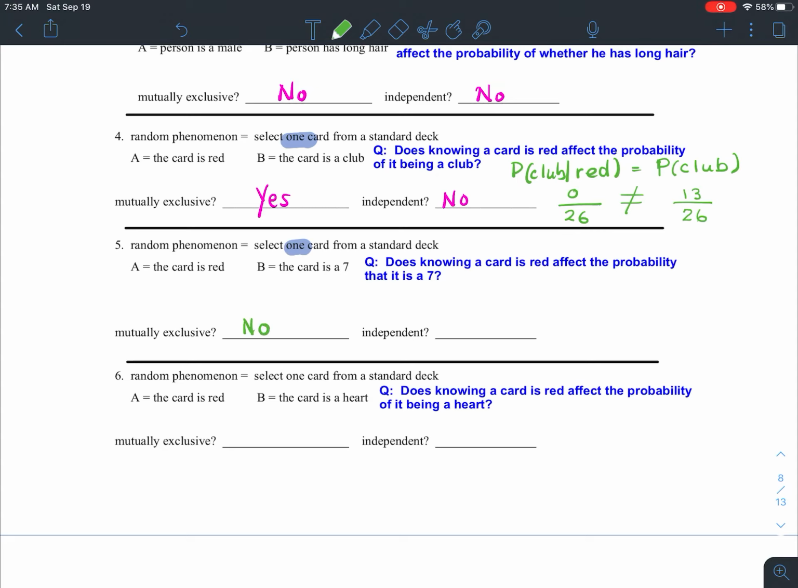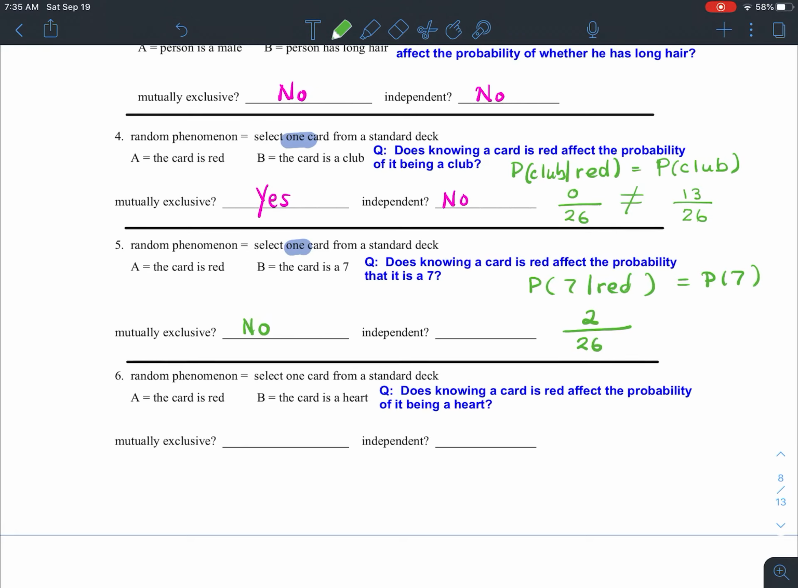Okay, the next random phenomenon, again, is selecting one card. We're saying the first card is red, the second card is a 7. Yes, those could occur together, so that means this is not mutually exclusive. Does knowing that a card is red affect the probability that it is a 7? So I'm going to try to show that these two probabilities are equal. If they come out not equal, like the example up above, then I'm going to say they're not independent. So given that it's red, 26 are red. What's the probability that it's a 7?